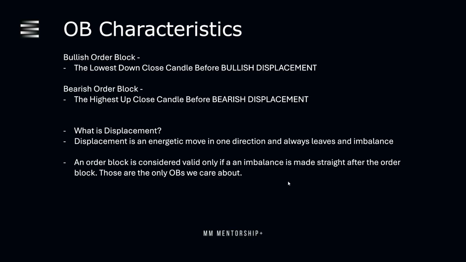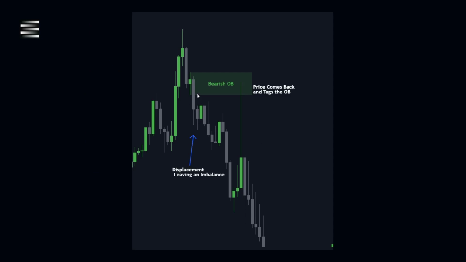What is displacement? Displacement is an energetic move in one direction and always leaves an imbalance. An order block is considered valid only if an imbalance is made straight after the order block. Those are the only order blocks we care about, right? It has to create a fair value gap for a displacement to be valid. So you see these candles here, obviously not displacement, right? This move here is displacement.